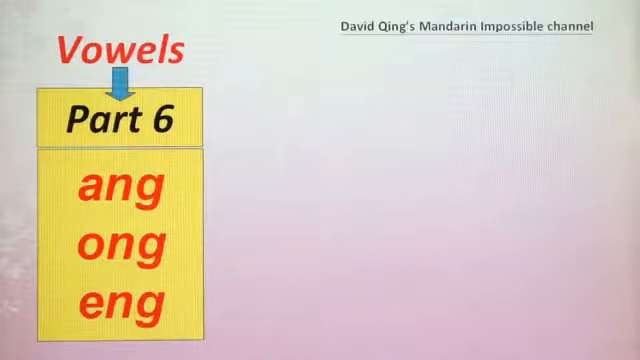An, an, an. In part 6, there are 3 symbols.